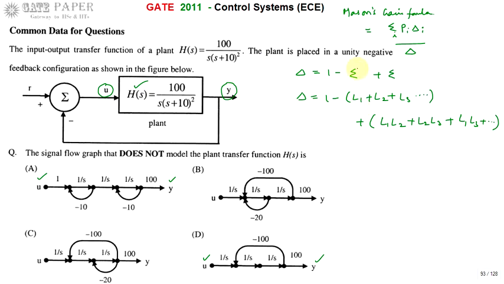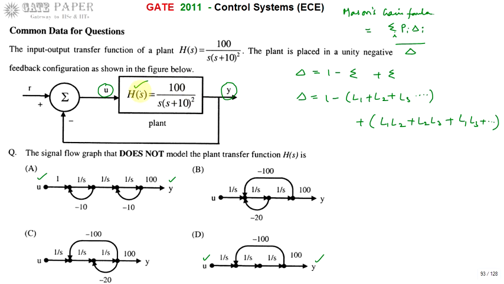This delta_i is similar to delta, but you ignore the loops which are connected to that ith forward path. The loops connected with the ith forward path will be neglected. The calculation is the same as delta, but without those loops, and that gives the delta_i value. So this is the theory behind Mason's gain formula and how to calculate it.